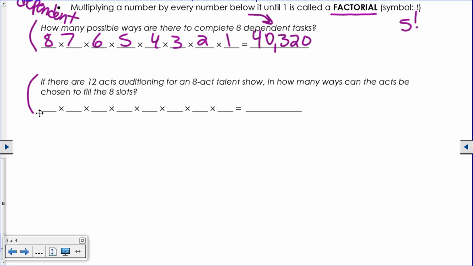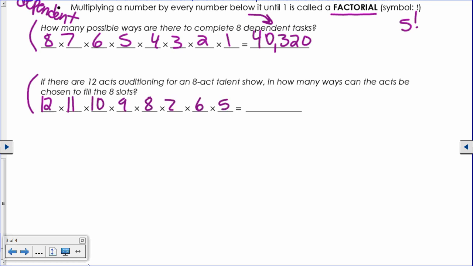So let's think we're trying to pick the first act. How many options do we have to choose from? Well, there are 12 people auditioning. We're going to pick one of those 12 to be the first act. Then, for the second act, how many options do I have? I have 11. I've chosen one act already from the 12, so that means I have 11 left to choose from. What about the next act? 10, 9, 8, 7, 6, 5.